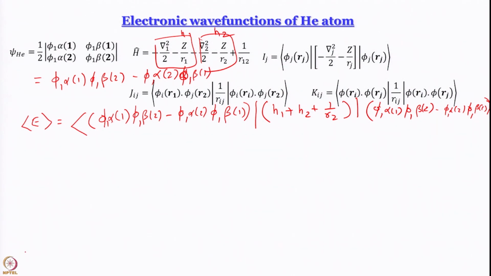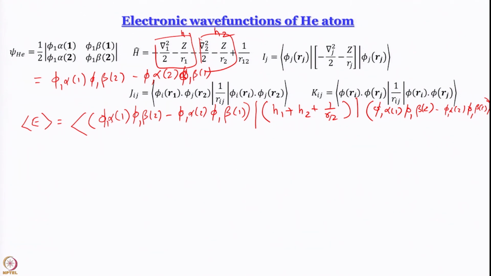This is where we are stopped. We had written an expression for energy of helium atom in terms of the spin orbitals and the Hamiltonian. Actually, I should have written it using PowerPoint like I do, but then it is too tedious. So, I decided that I should subject you to my bad handwriting at least once. Sorry about that.